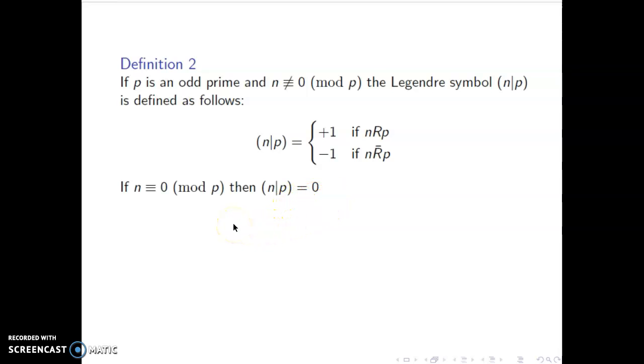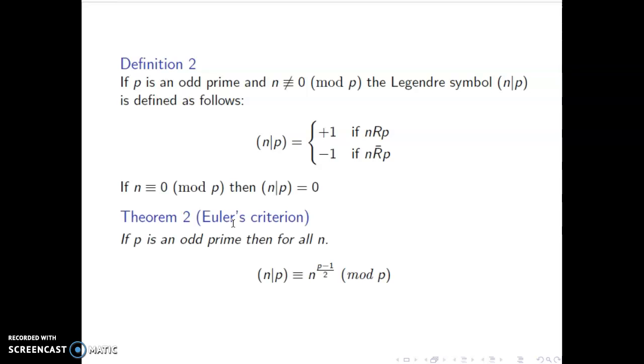The next theorem, which is also called Euler's criterion, goes as follows. If p is an odd prime, then for all n, (n over p) is congruent to n raised to (p minus 1)/2 mod p. Let me prove this. First of all, note that the value on the left can take only three possible values: either 0, or plus 1, or minus 1.